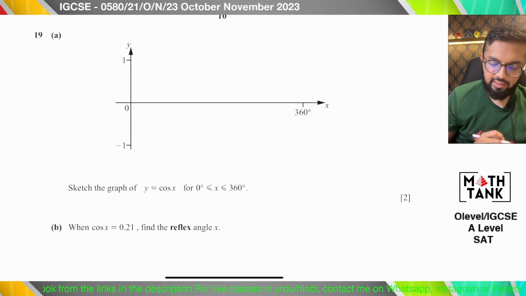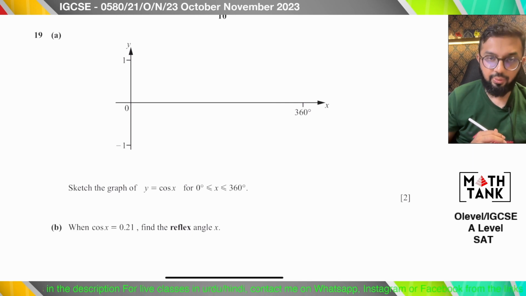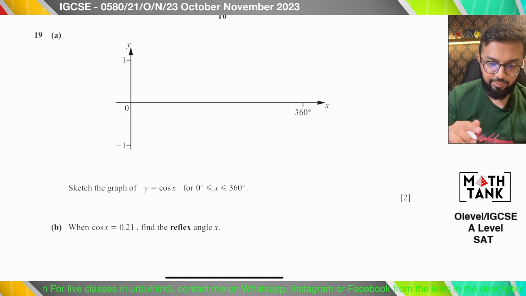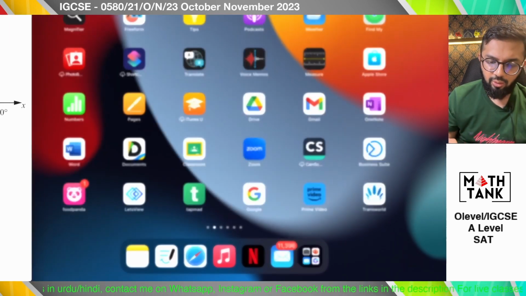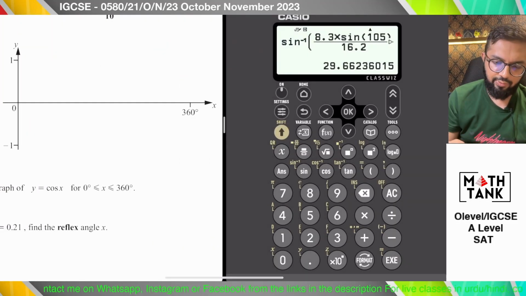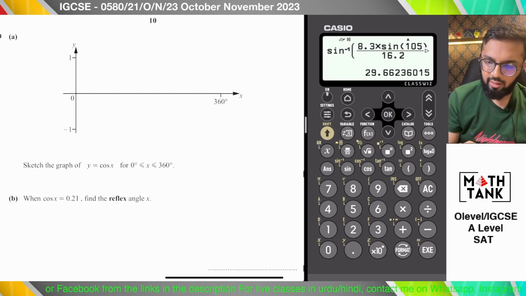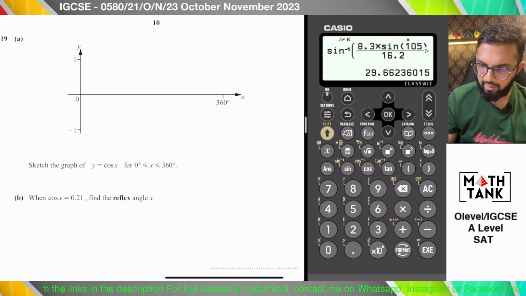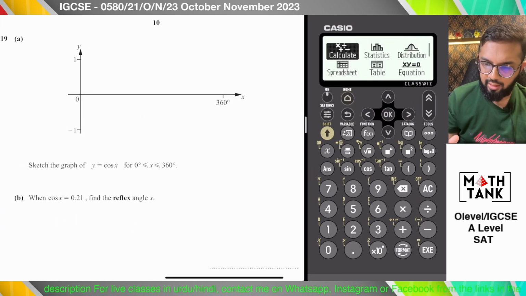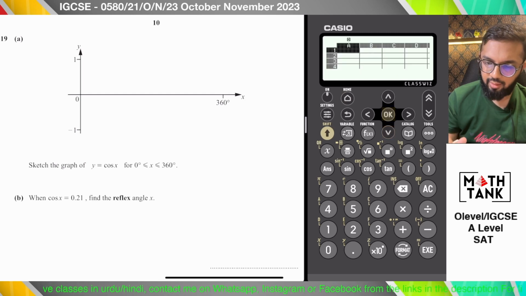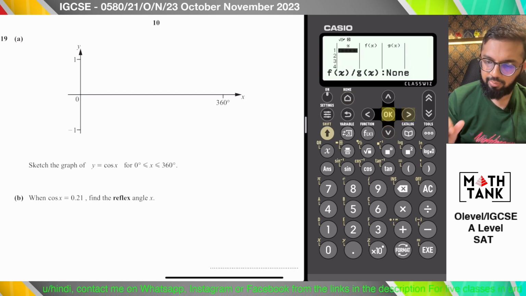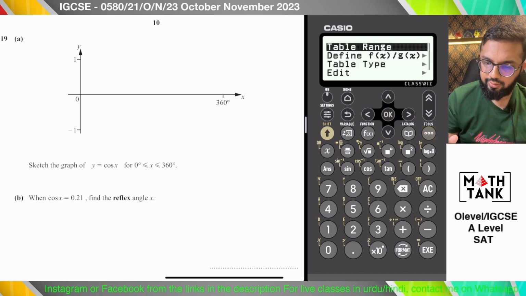Question number 19, it says sketch the graph of y equals cos x. I think this is relatively simple. Even if you don't know, your calculator can also tell you the values that you must plot. Since it's a simple graph, I'm just going to show you quickly on the calculator. What you do is you go to home and you go to your table function. Okay, table. And you go on and specify in tools.